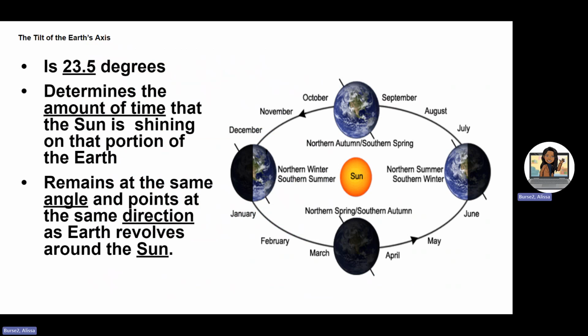So just to remind you, the axis is at a 23.5 degree tilt through the Earth's center, and the Earth spins on its axis, and that's what gives us our 24 hours in a day. The Earth revolves, or takes a lap around the sun, and that's what gives us our year, 365 days. On a leap year, it's 366.